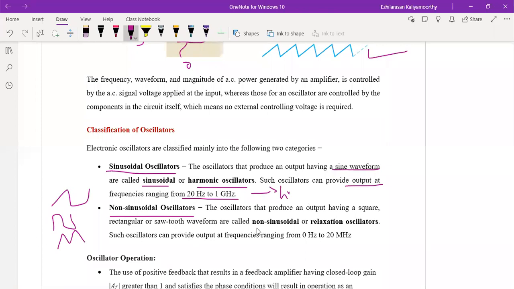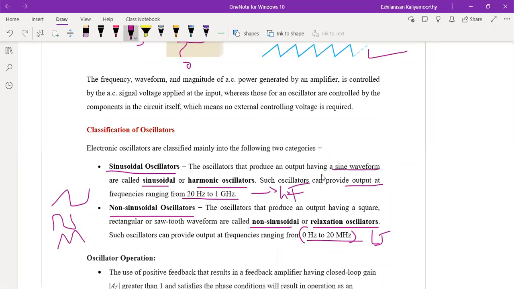These we can call non-sinusoidal, or sometimes relaxation oscillators. This type of oscillator provides output at a frequency range from 0 hertz to 20 megahertz. So it is, I can say, low frequency. For low frequency, we use non-sinusoidal oscillators. For high frequency, we use sinusoidal oscillators.